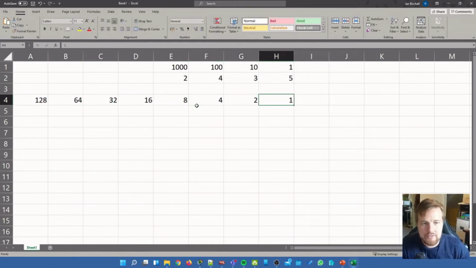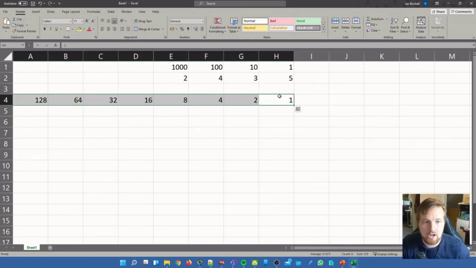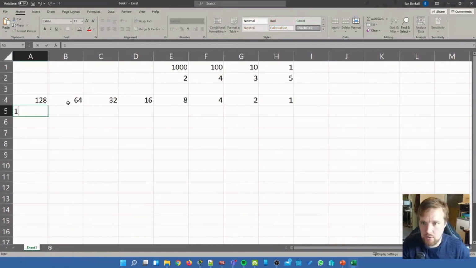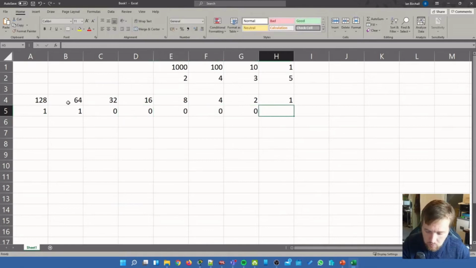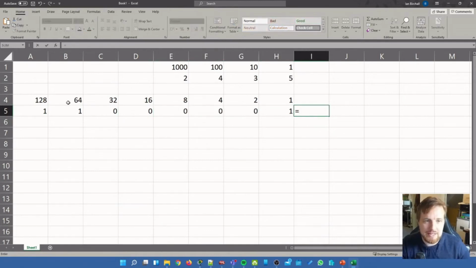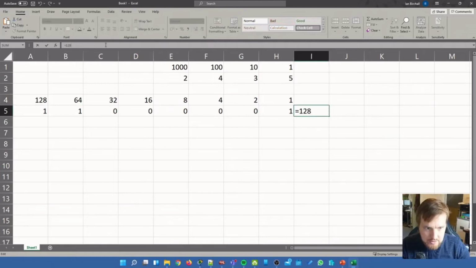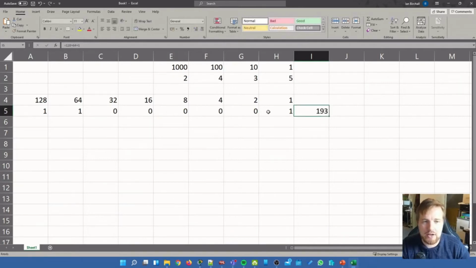Now, what you'll notice here is that I've created 8 places. 1, 2, 3, 4, 5, 6, 7, 8 columns have been created. Now, if I were to throw binary underneath this, so let's say we put 1, 1, 0, 0, 0, 0, 0, 1. Okay, all I need to do is add the columns that the value of 1 is underneath. So in this instance, it would be 128 because this column has a 1 in it, plus the value of 64. And then the only other one with a value underneath it is the 1. So we'll add plus 1. And then we get the value of 193.